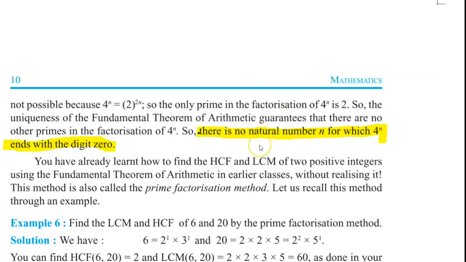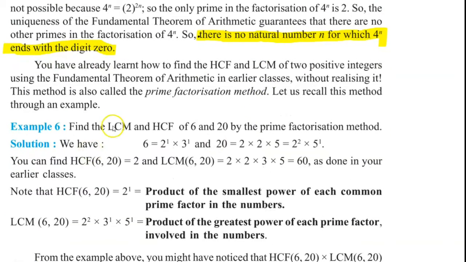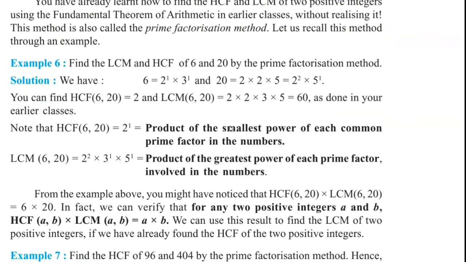Now, example 6. Find the LCM and HCF of 6 and 20. So, we know the basic LCM and HCF method from our lower classes, but here we are going to try the prime factorization method. In the prime factorization method, the HCF value is the product of the smallest power of each common prime factor, and LCM is the product of the greatest power of each prime.